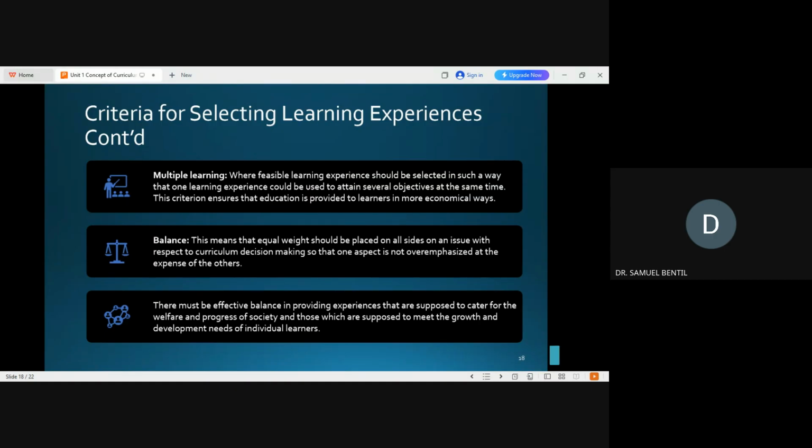Then we have the multiple learning criteria. Here we are saying that the learning experiences, or the methods or the activities you select as a developer or a teacher, you can derive a lot of outcomes from. So with one activity, you are able to generate a lot of outcomes. That's why I say it should be selected in such a way that one learning experience could be used to attain several objectives at the same time.